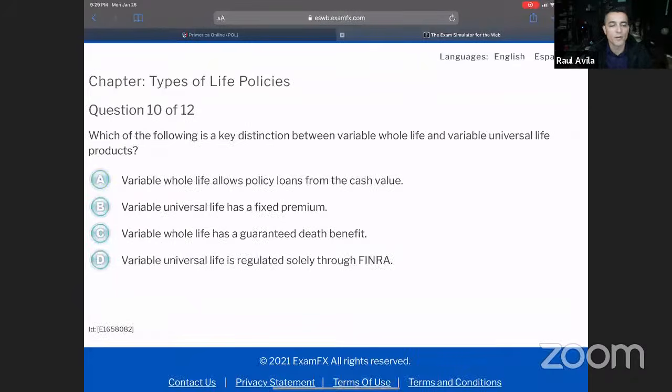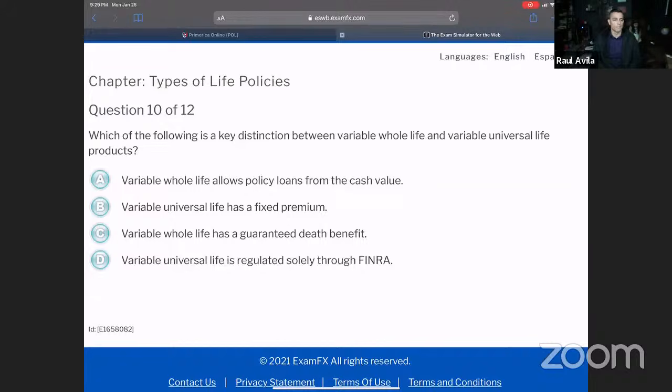Number 10, which of the following is a key distinction between variable whole life and variable universal life products? A, variable whole life allows policy loans from the cash value. B, variable universal life has a fixed premium. C, variable whole life has a guaranteed death benefit. And D, variable universal life is regulated solely through FINRA.